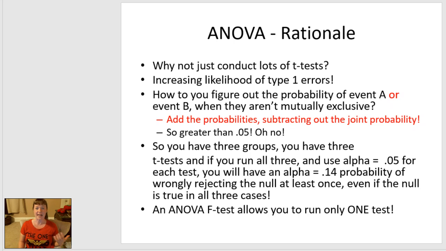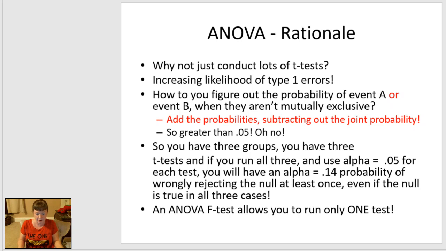This is called inflated type 1 error. You're inflating it like a balloon. You're making it bigger. There's a much greater likelihood of committing a type 1 error at least once if you have multiple tests. And so that's a problem. We don't want inflated type 1 error. We don't want to be committing type 1 errors. That's a bad thing. And so we don't want an alpha of 0.14 because we're doing multiple tests.